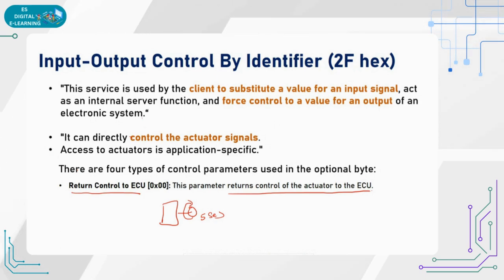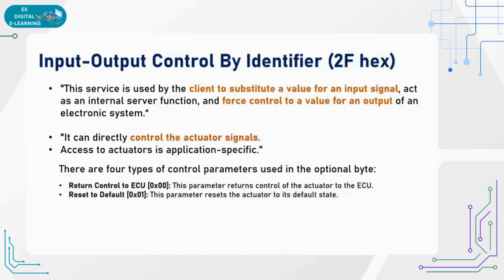The next one is 0, 1, which is reset to default. This parameter resets the actuator to the default state, meaning it will return to the position, and the position has a value, right? Whether it is 0, 0, 0, 1 or 0, 2. If I mention my default value is 0, 2 always, then whenever the motor stops at the 0, 2 value only, that is a kind of reset to default.